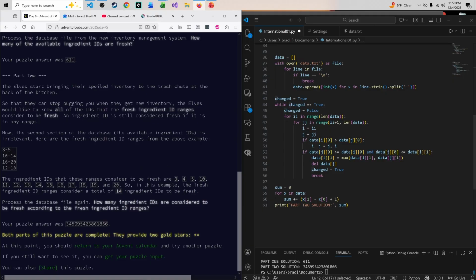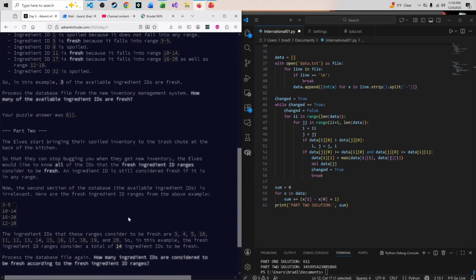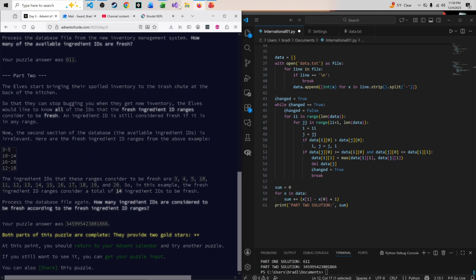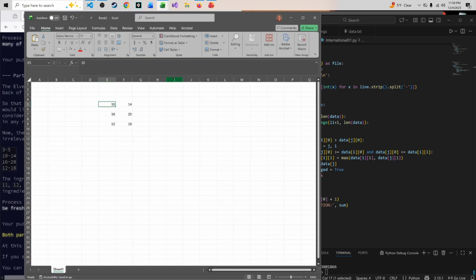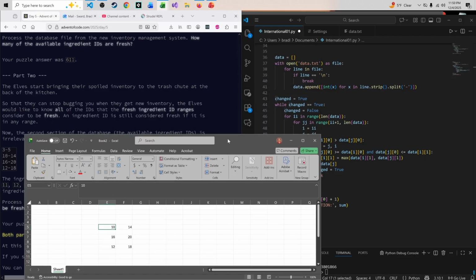So in this case, the second part of the input is irrelevant for part 2. We're just using this first part where we have our ranges. And so essentially, let me pull up my Excel worksheet. Okay, so here we go. So let's take a look at this on this end here. These are the 3 values that can work out.